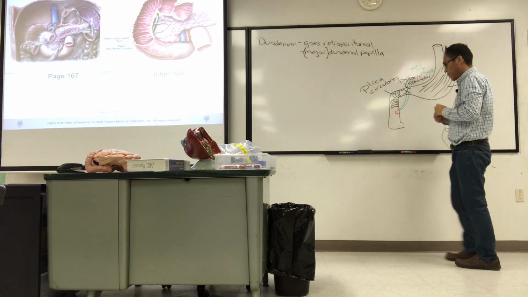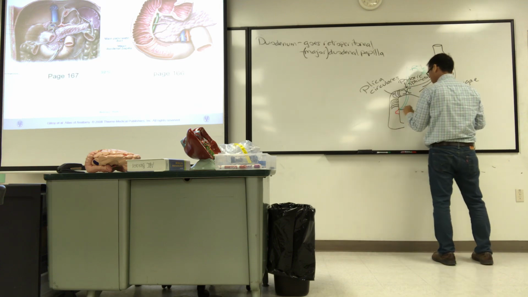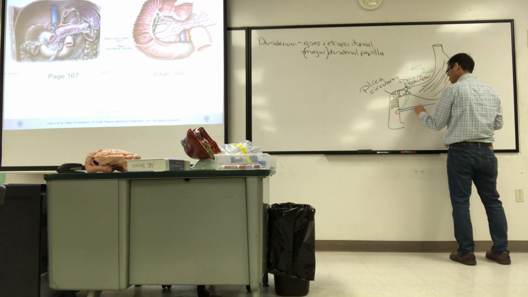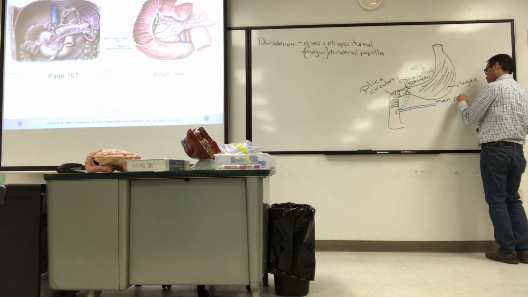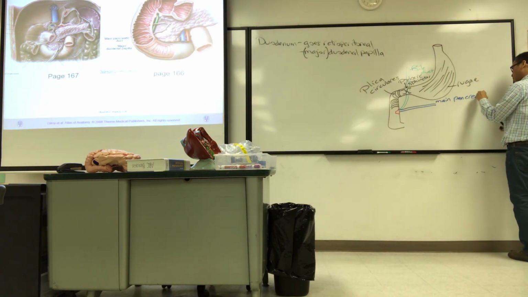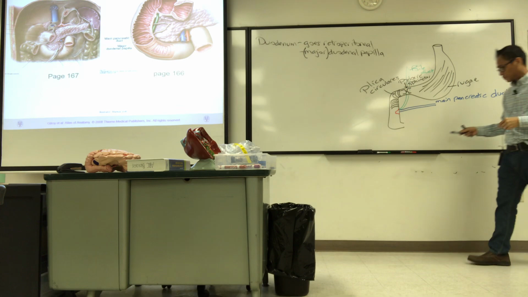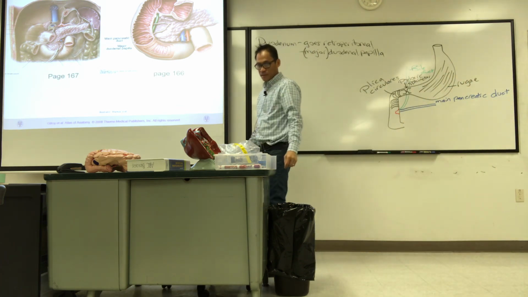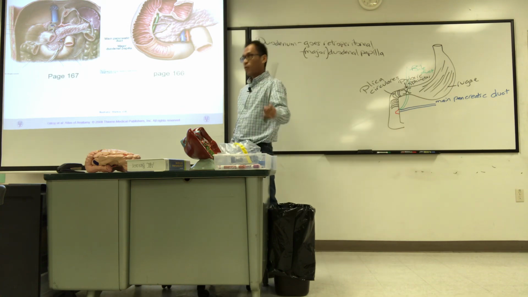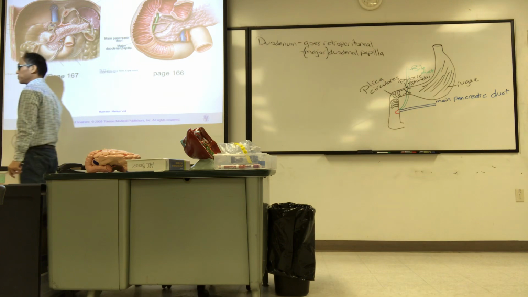But also the main pancreatic duct shares that space. Main pancreatic duct. Remember, liver and pancreas, those are your major accessory organs of digestion. They're not a part of the GI tract, but they secrete into it.